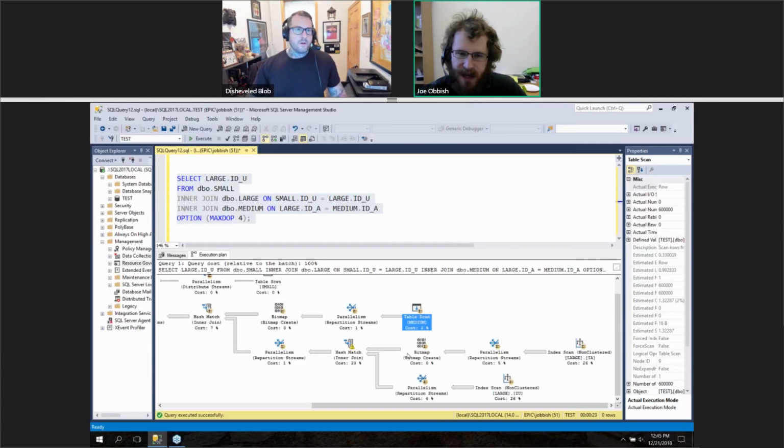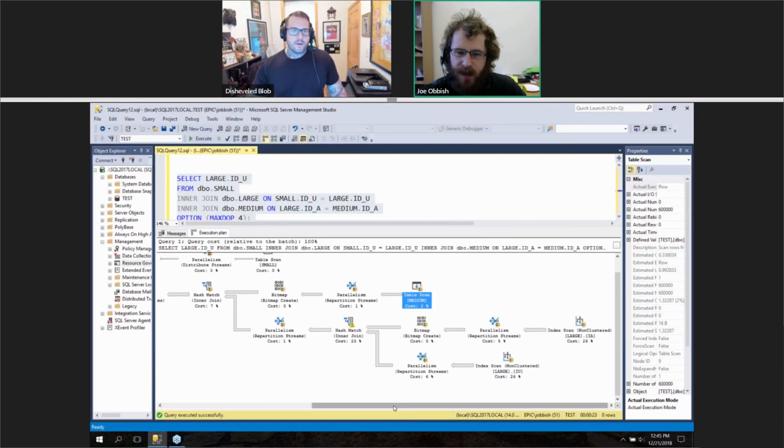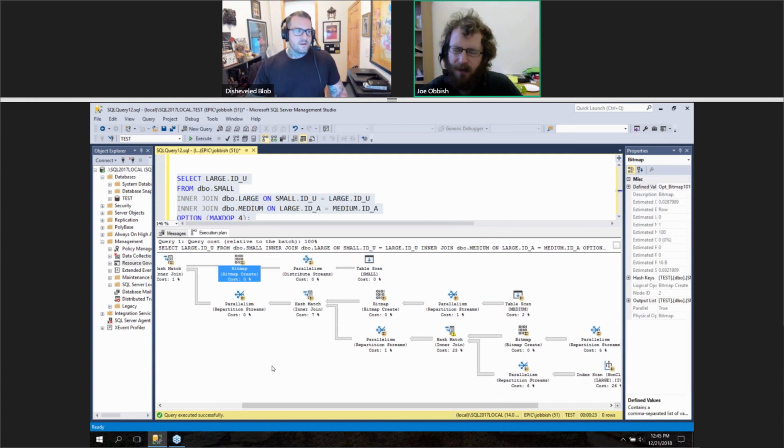Now, this query took 23 seconds. I have these bitmap operators. All a bitmap operator really is, is a shortcut. It's normally for hash joins. The basic idea is instead of doing the full hash join algorithm for every row on the probe side, we'll create this lightweight, small bitmap structure, which allows us to skip some of the rows on the probe side.